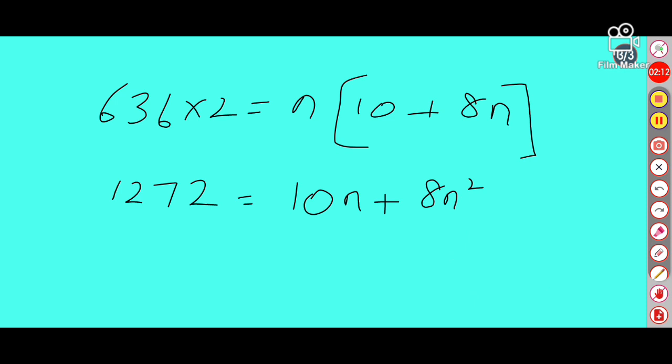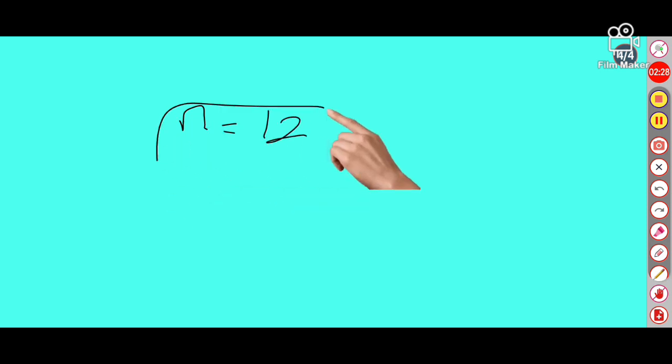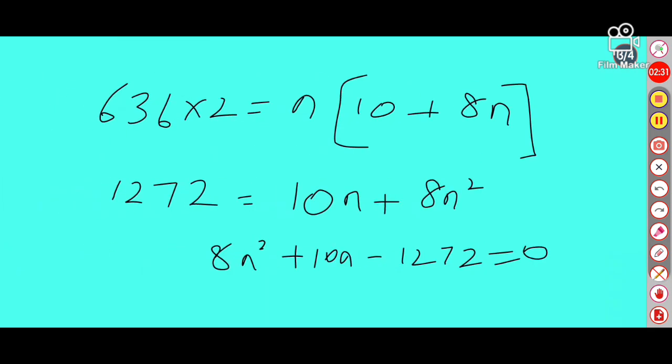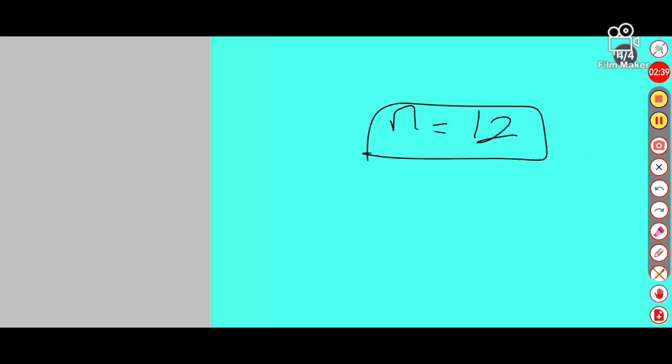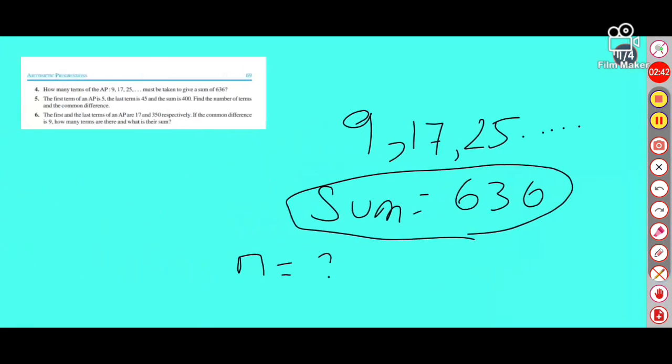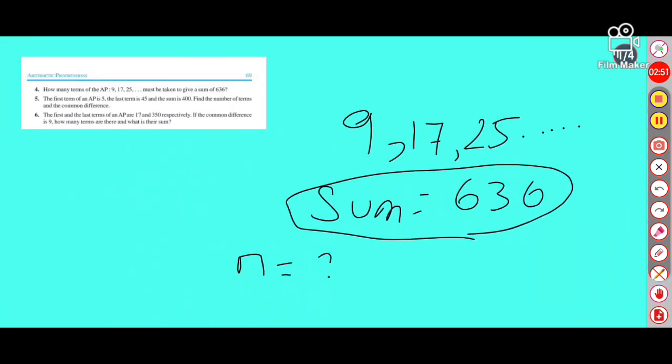Again, when you solve this, 8n square plus 10n minus 1272 is equal to 0. So by splitting the middle term, when you solve this, we get the value of n to be 12, right? So they are asking how many terms of the AP must be taken to give a sum of 636. So it takes up to 12 terms to get the sum 636 in this sequence, 9, 17, 25 and goes on.